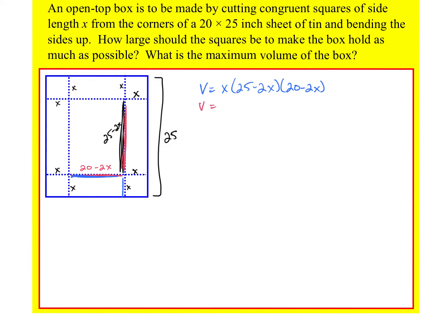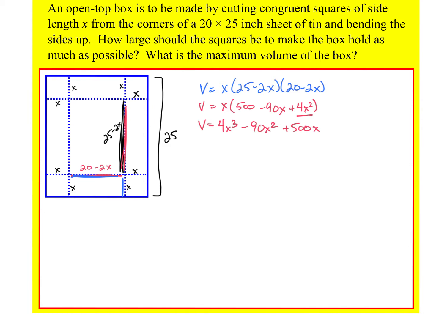So our volume, I'd still have this x, and then when we FOIL, my first would end up being 500. My outers and inners combine to negative 90x. And then my last, negative 2x and negative 2x, become positive 4x squared. So now I'm going to distribute the x and put it in descending power order. So x times 4x squared gives 4x cubed, minus 90x squared, plus 500x. So that's our volume equation. From there, I'm going to take a derivative.